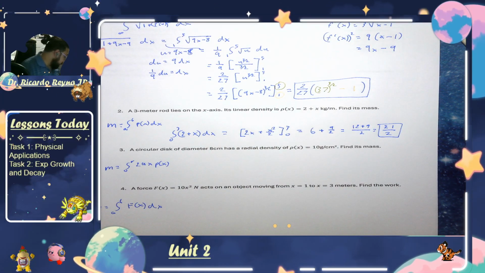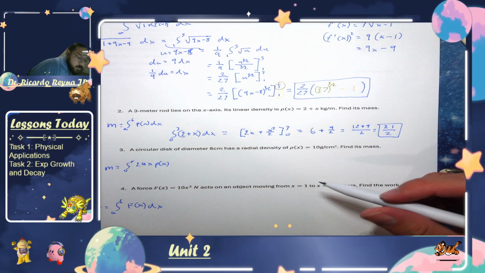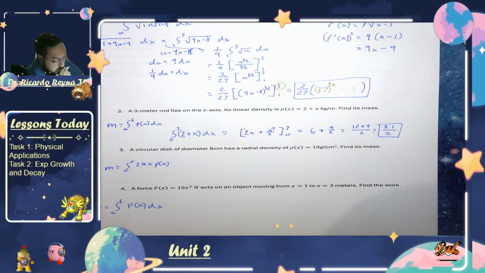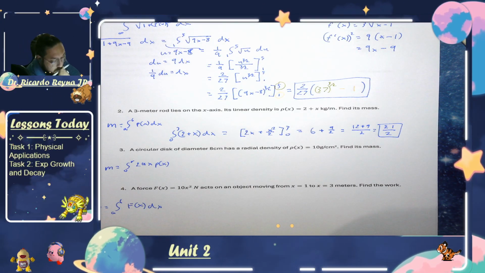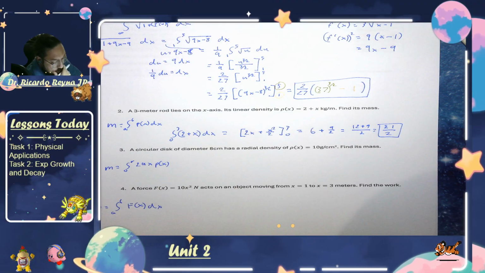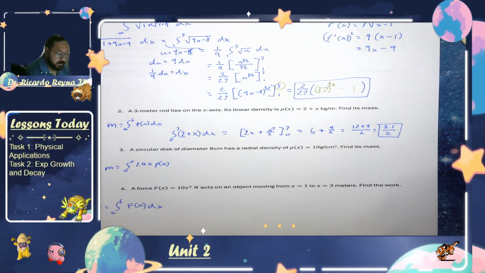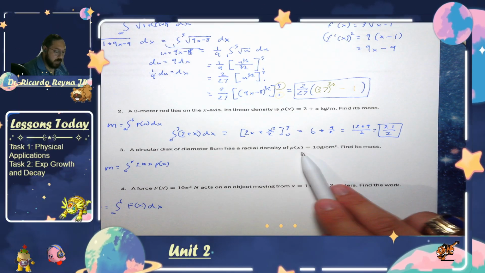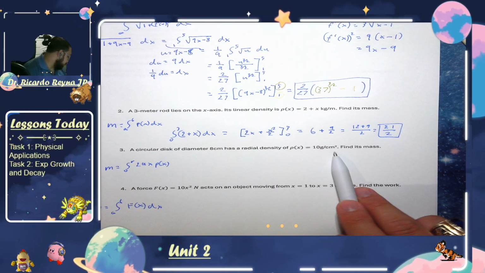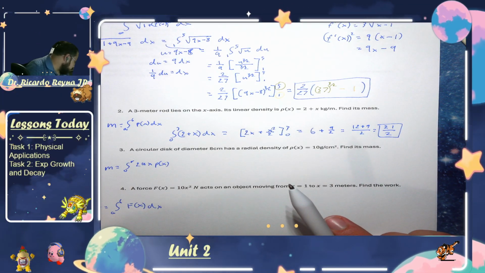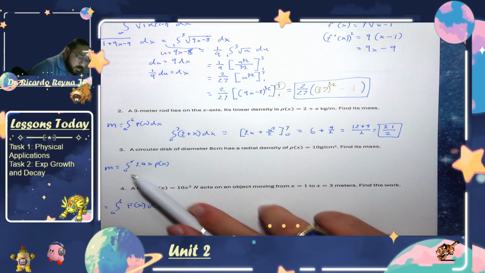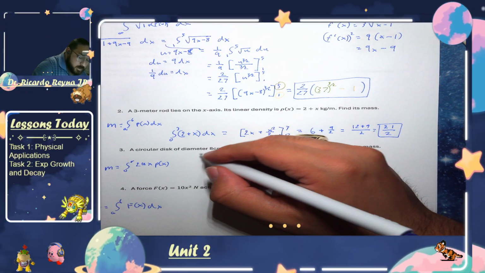Alright, and that's the answer for those. Let's do 3. A circular disc of a diameter of 8 centimeters has a radial density of rho of 10 grams per centimeter. Find its mass. Okay. So this really isn't necessarily a function of x. Even though it has that variable, it's just going to be a constant. So we're just going to plug in the constant while also plugging in the diameter.